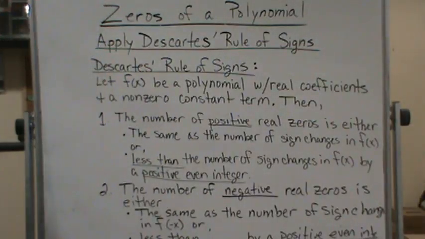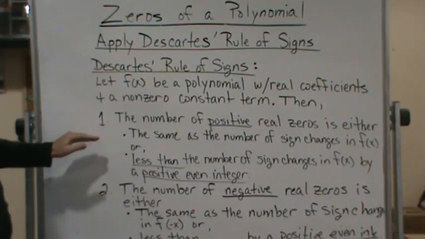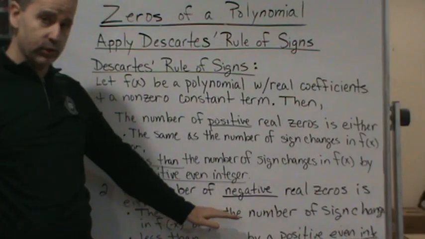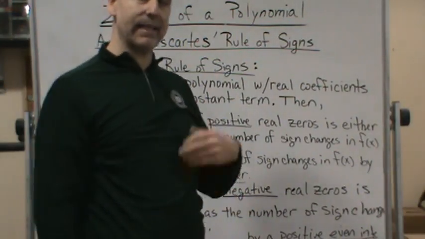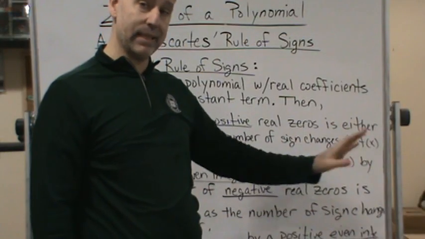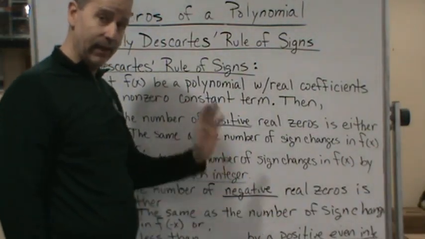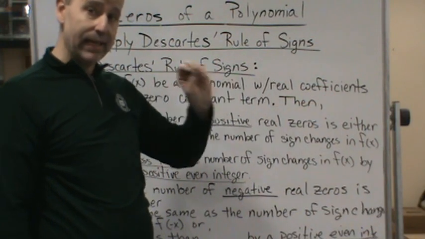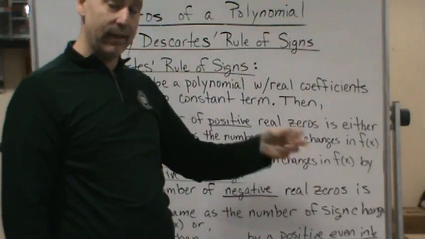Okay. Now let's go back to number 2. Number 2 is all about negative real roots. The only difference between 1 and 2 is that for negative real roots, you're not looking at the sign changes in f of x. You're now looking at the sign changes of f of negative x. And you do the same thing. So you plug in negative x and look at the resulting polynomial, count the sign changes in f of negative x, and then do the same thing.